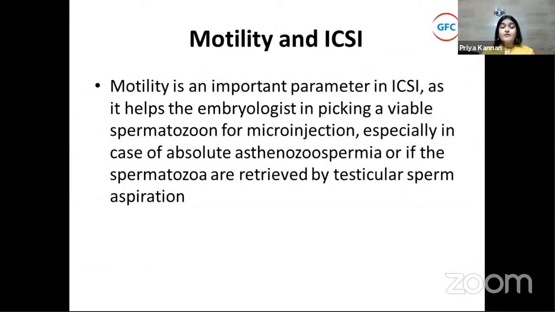But yes, if you ask me, motility, rather than the count, is also important for ICSI. Motility is an important parameter in ICSI as it helps the embryologist pick a viable spermatozoon for micro-injection. Only if the sperm is moving do we know that it is alive or dead. Otherwise, we have to touch them and see tactilely if they are moving, or else we can do the HOS test, or use pentoxifylline or something like that to make them move, especially in cases of asthenozoospermia or if the spermatozoa are retrieved from testicular sperm aspiration.